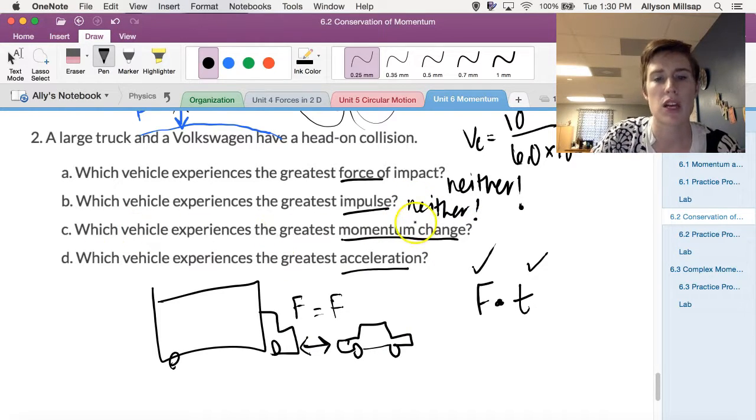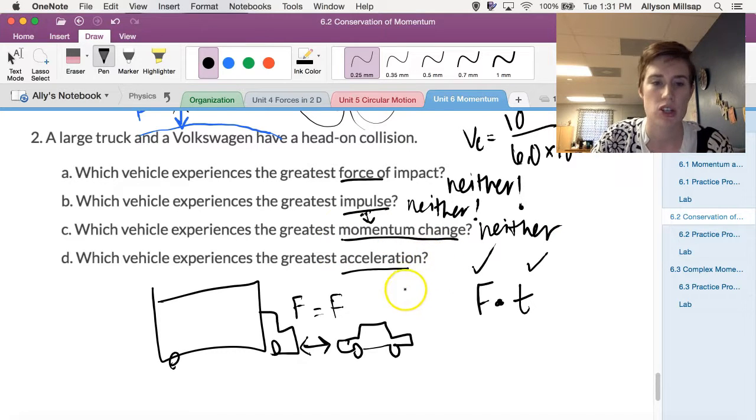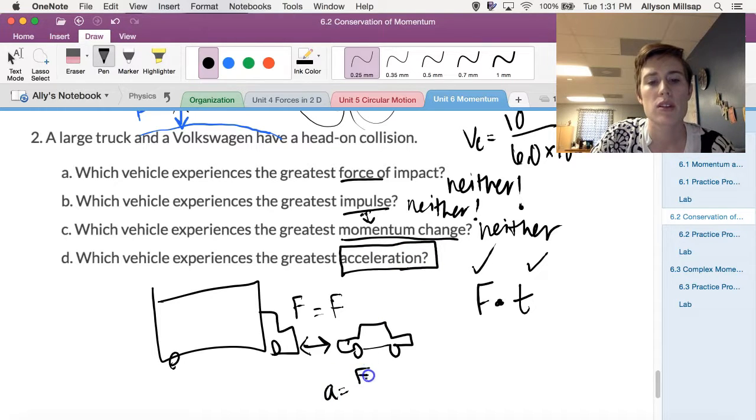What about momentum change? Well, momentum change and impulse are the exact same thing. So neither of them has a greater momentum change. They both feel the same amount of push. However, the only thing that's different is their acceleration. Acceleration is the force divided by the mass. They both have the same force.